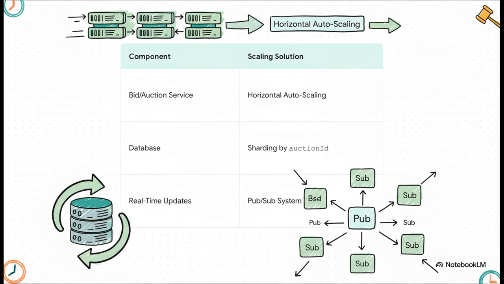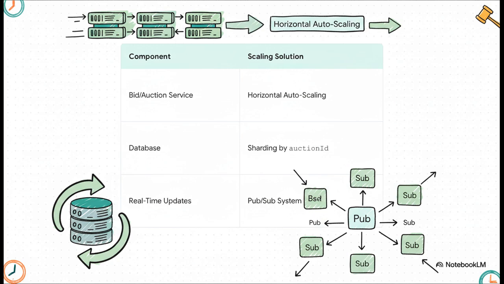We break it down. For our services, we use what's called horizontal auto-scaling, which is a fancy way of saying we just add more servers as the load increases. For the database, which would melt under 10,000 writes per second, we shard it. Sharding just means we split our one giant database into lots of smaller, faster ones. We can use the auction ID to make sure a bid always goes to the right little database, spreading the load perfectly.